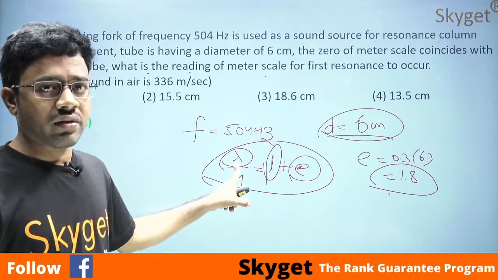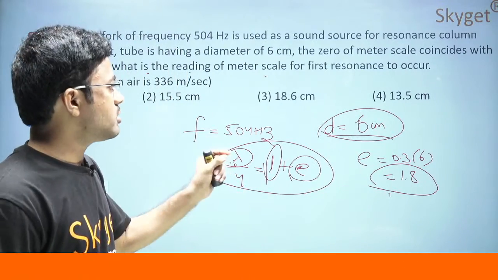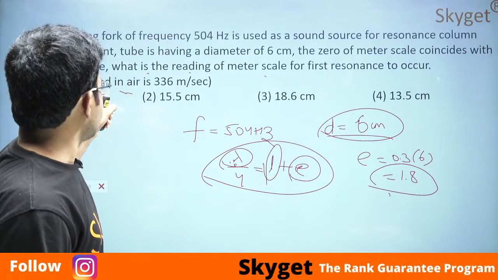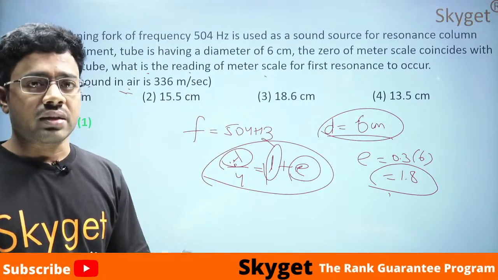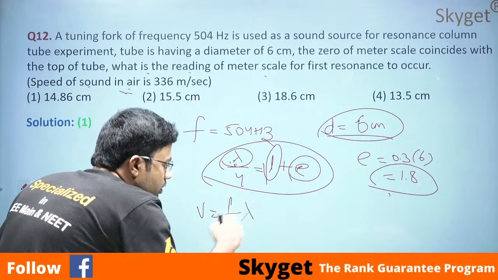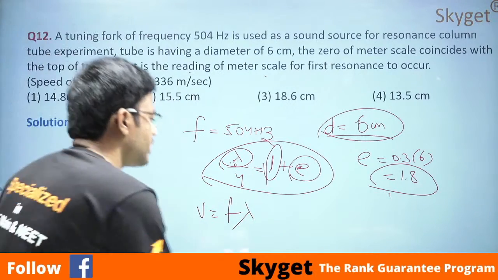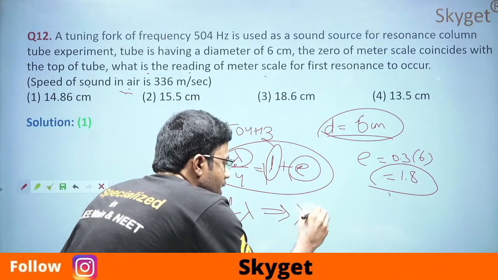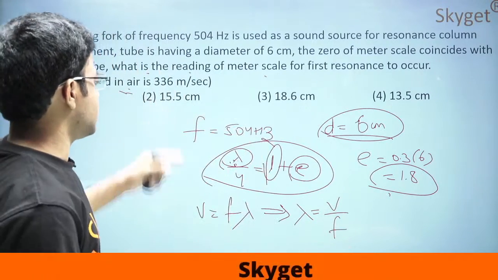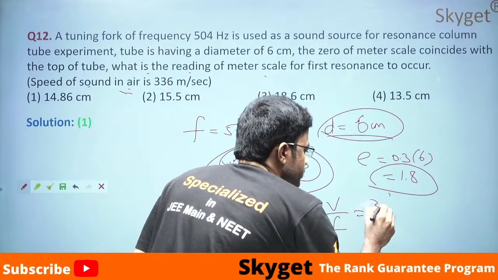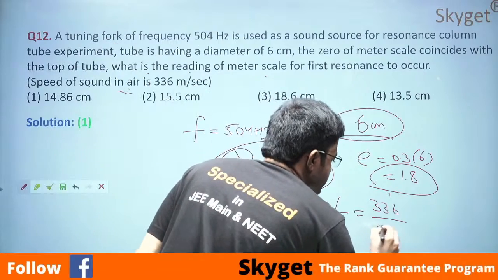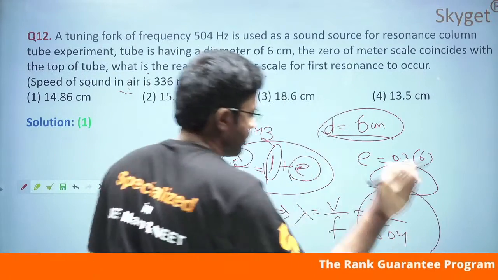Next, you have to find the value of lambda, the wavelength. So what is the relation? He has given the speed also here. What is the relation between speed, frequency and wavelength? It is a very famous rule: speed is equal to frequency into wavelength. As you have to find the wavelength, lambda is equal to speed by frequency. So here the speed he has given is 336, divided by the frequency he has given, 504 Hertz. So this is the wavelength.